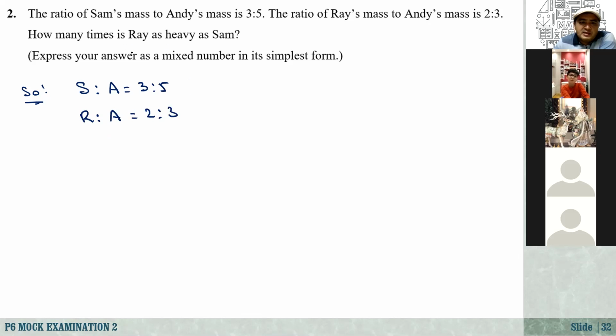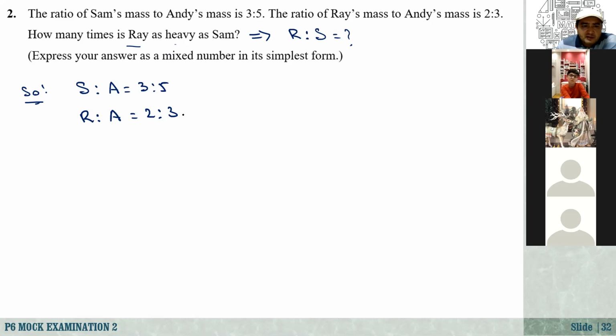How many times is Ray as heavy as Sam? So what does it mean? That is the same question as what is the ratio of the mass of Ray to Sam, right? It is the same thing. So we need to find R to S. Now from here, S to A, right? And R to A. So here, I can just write it like this.